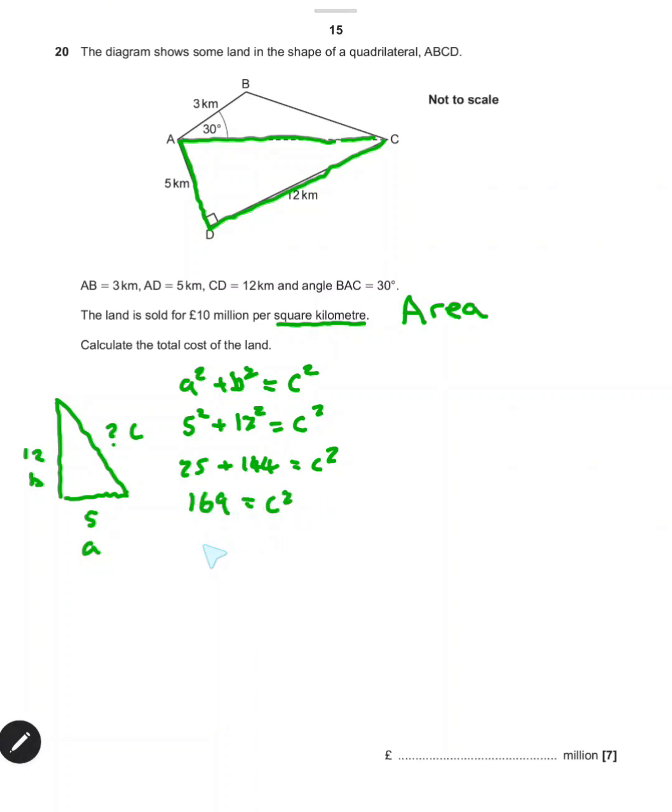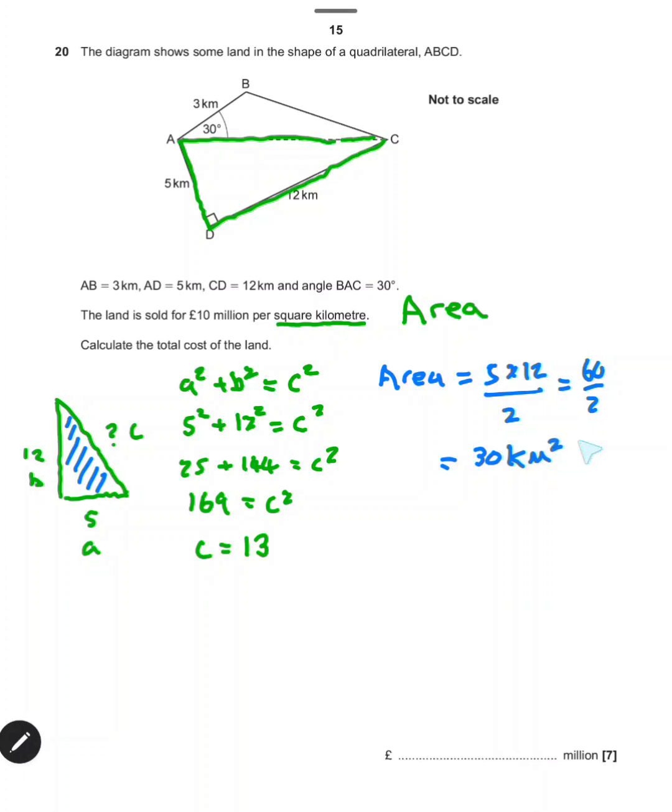And if 169 equals c squared, then c will be the square root of 169, which is 13. 13 times 13 is 169. Since this is an area question, I may as well work out the area of this triangle, which is going to be base times height divided by 2, which is 60 over 2, which is 30 square kilometres.